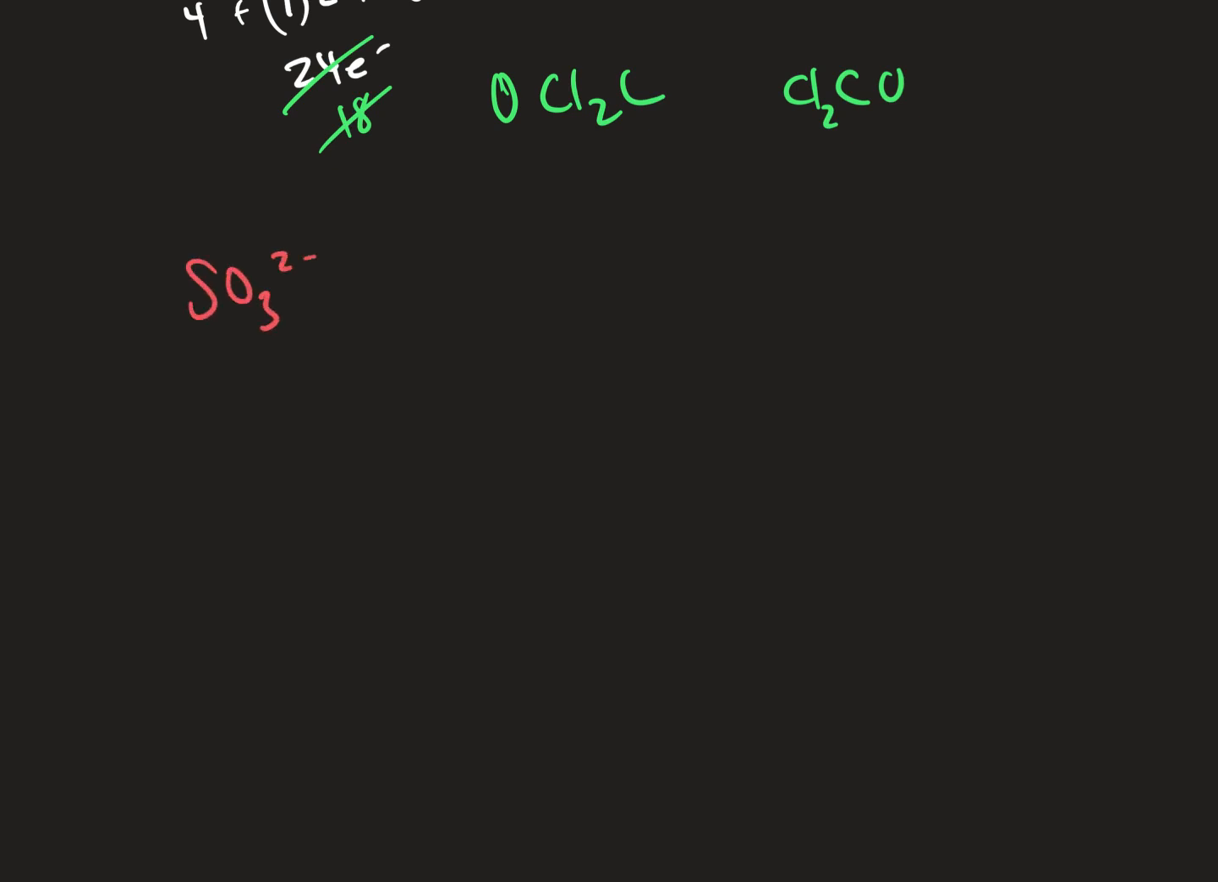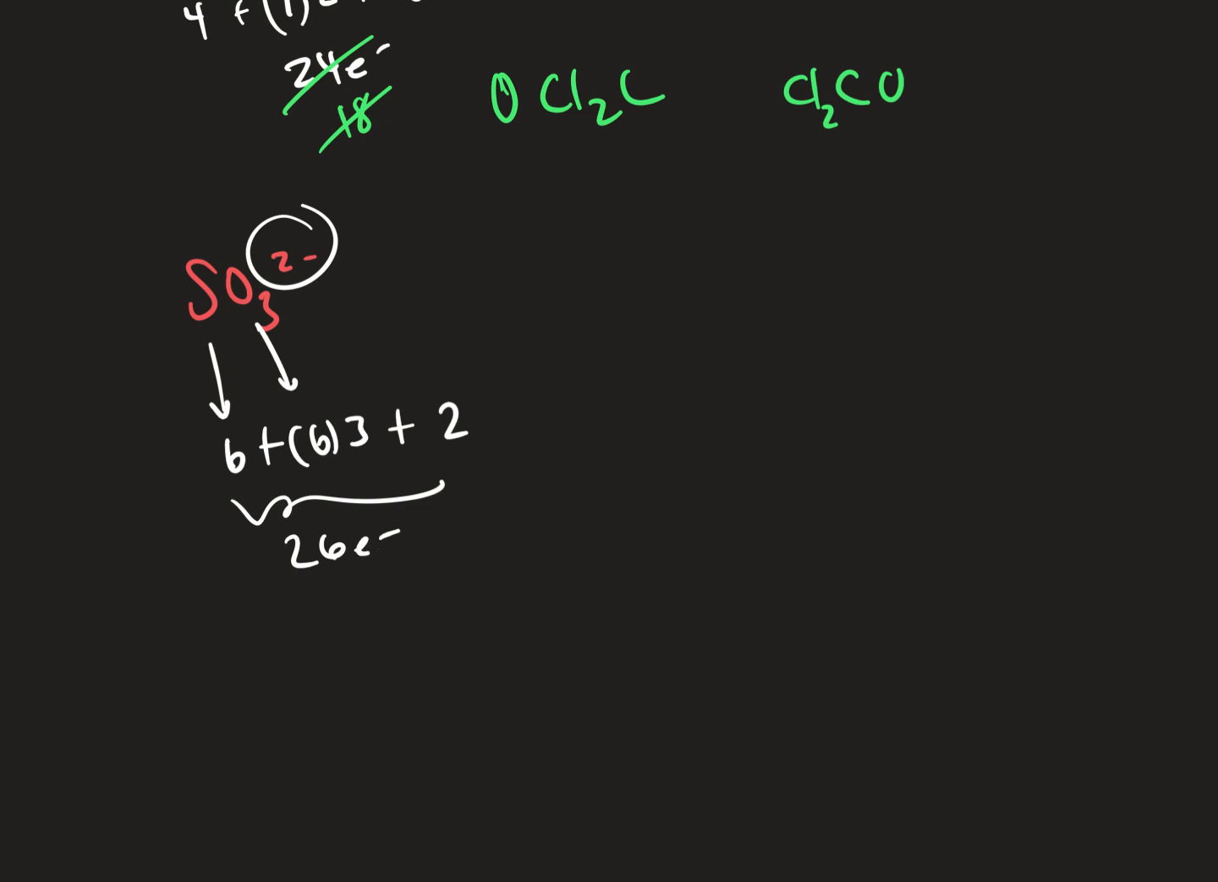SO3 2 minus. We're going to start the same way. Sulfur has how many? 6. Oxygen has also 6, but there's 3 of them. And what does this negative 2 tell us? We have 2 more electrons, right? 2 minus, 2 extra electrons. So that's a total of 26 electrons. Is that right? Yeah. Okay.